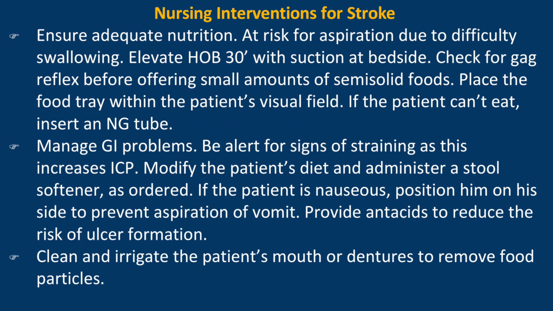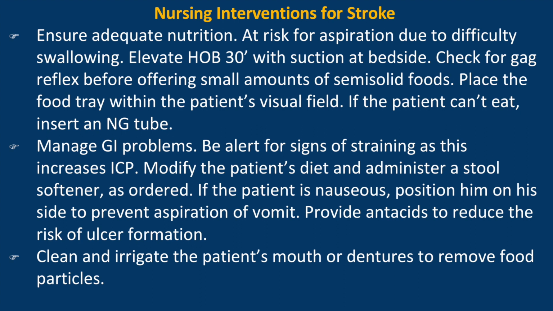Ensure adequate nutrition. Patient is at risk for aspiration due to difficulty swallowing. Elevate the head of the bed 30 degrees with suction at bedside. Check for gag reflex before offering small amounts of semi-solid foods. Place the food tray within the patient's visual field. If the patient can't eat, insert an NG tube.